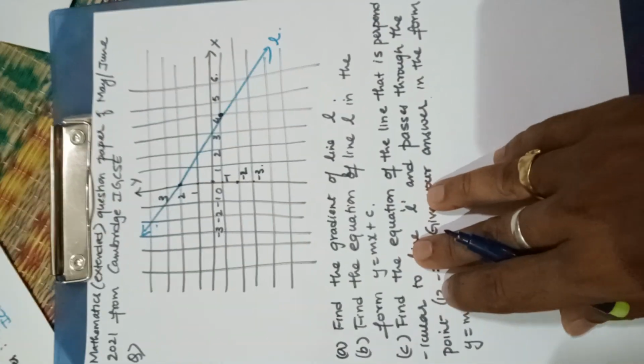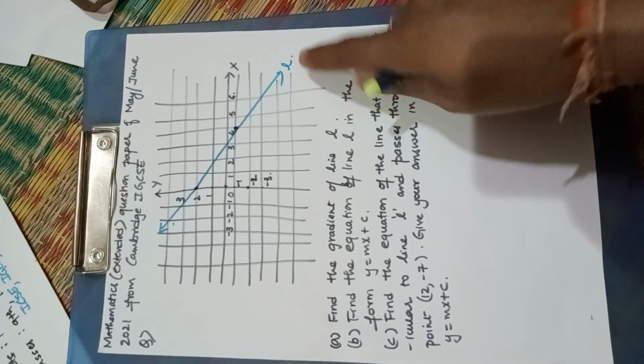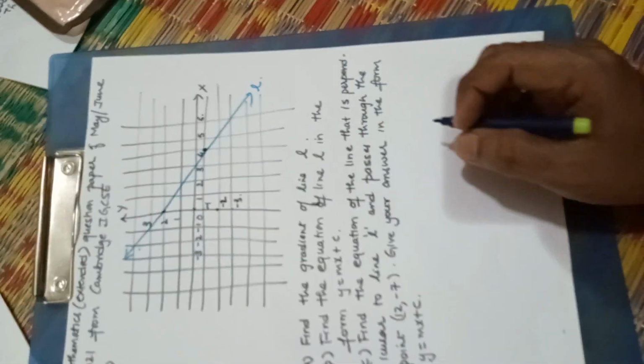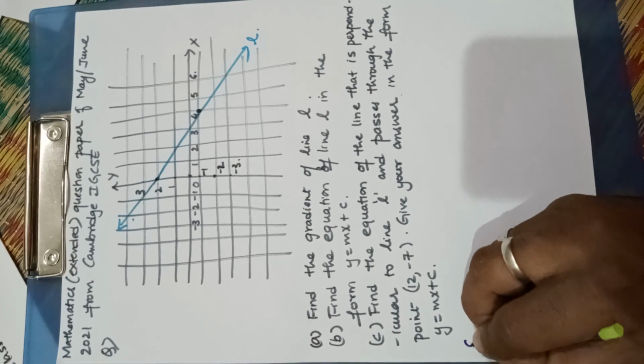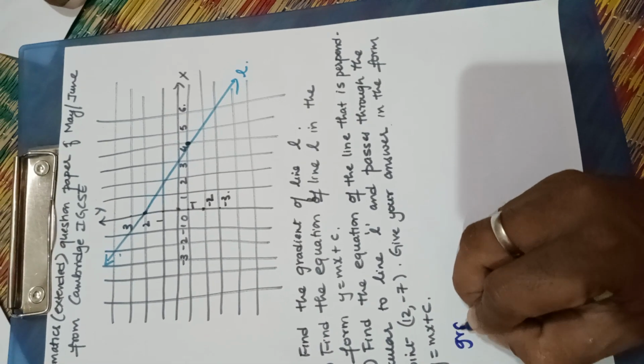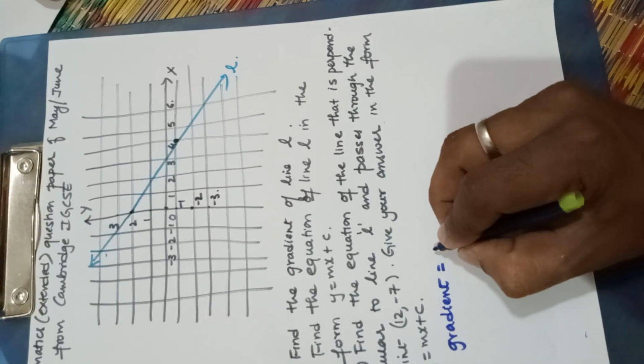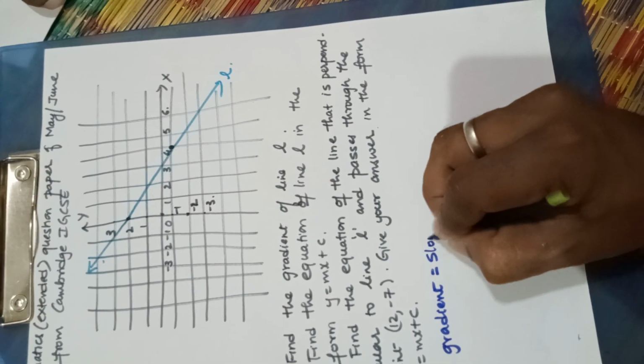So here as you can see, there is a graph and there is a line which is represented by the letter L. We need to find something called the gradient of the line. So first sub question, what is it that we need to find? We need to find the gradient. So this gradient is the same as finding the slope of a line.